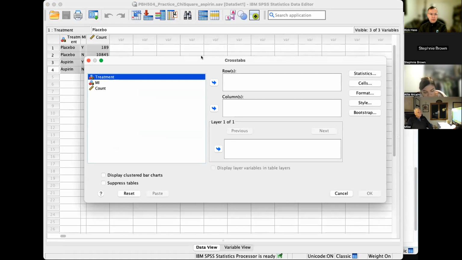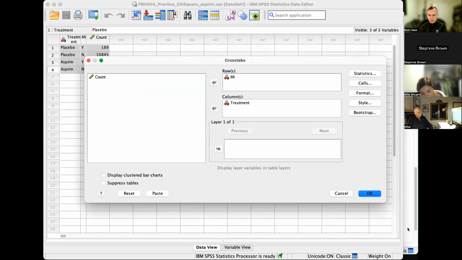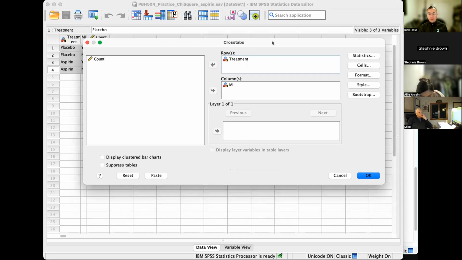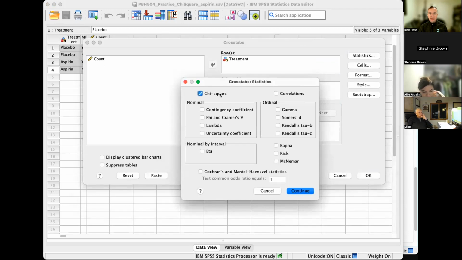Now what I want to do is put MI in the row, treatment. No, I think I want to do that backwards. I always forget. Sorry, yeah, treatment is the rows, outcome is the columns. You get the same result, but it's better to do it this way. You won't get the same odds ratio. The question is, how do we get an odds ratio? We go into Statistics and we ask for chi-square.